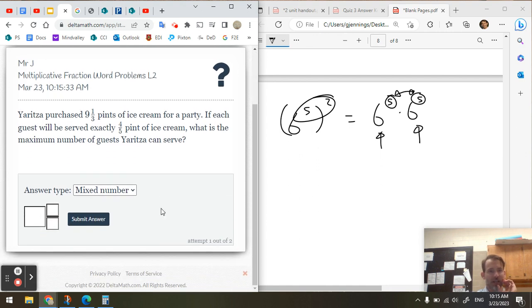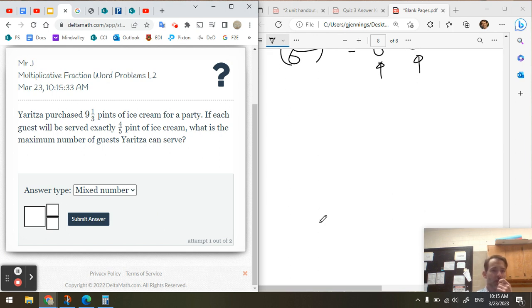Yaritza purchased 9 1/3 pints of ice cream for a party. If each guest will be served exactly 4/5 pint of ice cream, what's the maximum number of guests that she can serve? One way to guide your thinking with these is to say, should the number be bigger than the number of pints I have or smaller? If I multiply by 4/5, numbers get smaller. If I divide by 4/5, numbers get bigger. Okay, I know I can serve more people than the number of pints I have because I need a little less than a pint for every guest.